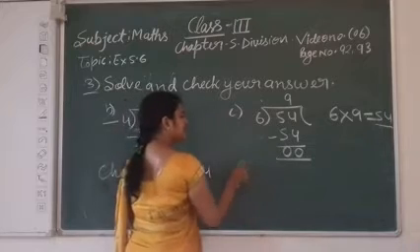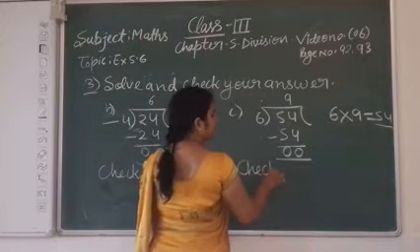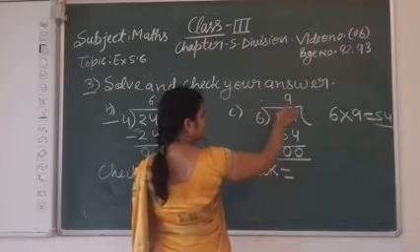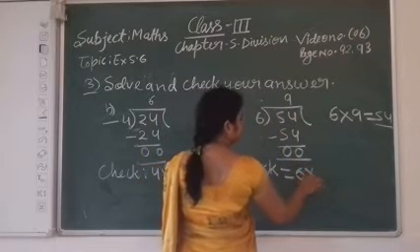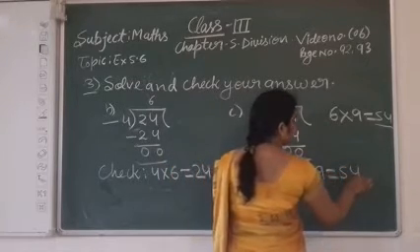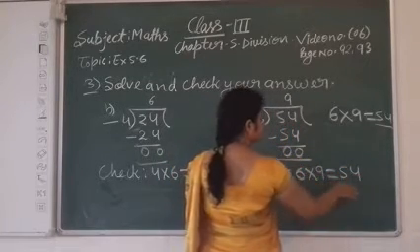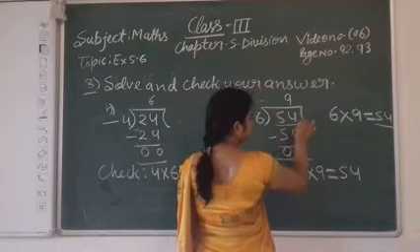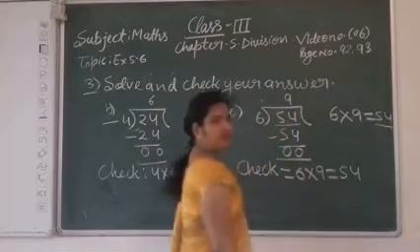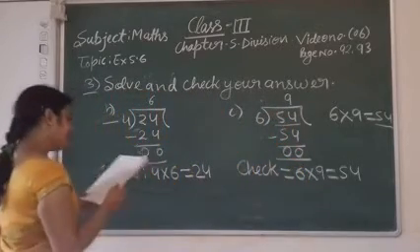Now you check. How to check? To check your division, you multiply 6 and 9. 6 9s are 54. So the product of 6 and 9 is 54. So our division is correct because 54 is the dividend. Okay. Next part.